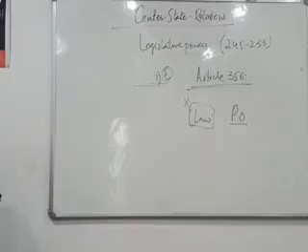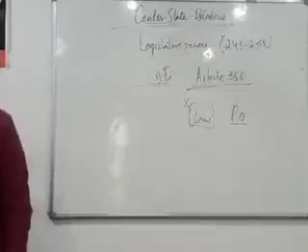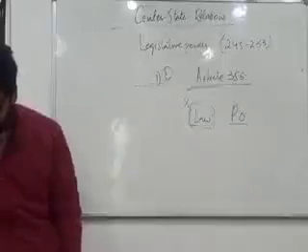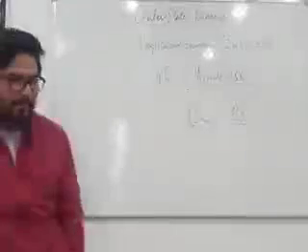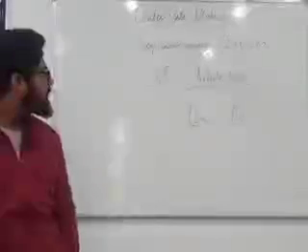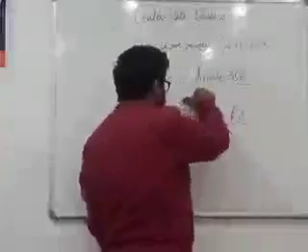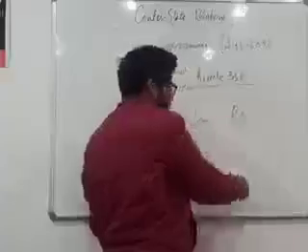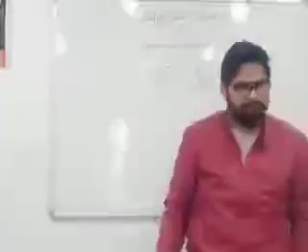Article 356. When the President's rule is imposed in a state, the Parliament becomes empowered to make laws on the subjects mentioned in the state list of that state.